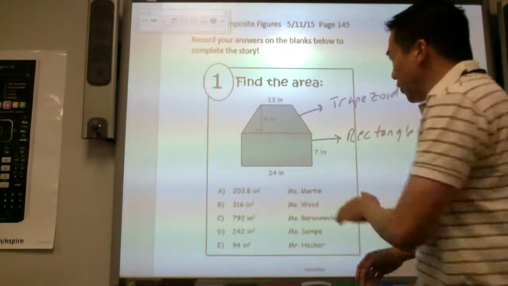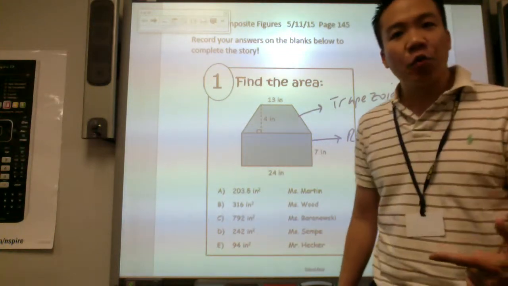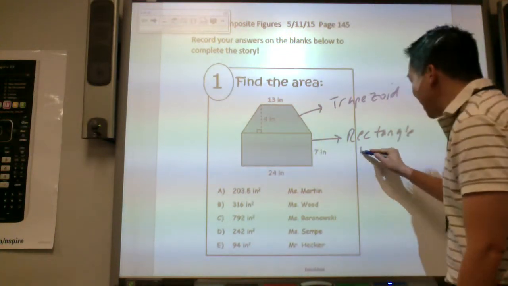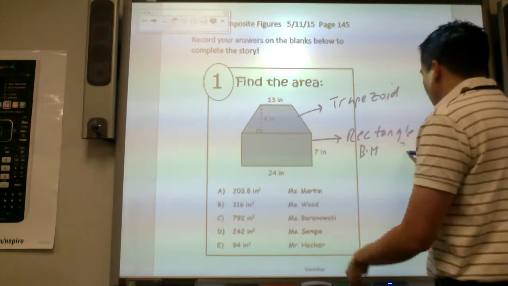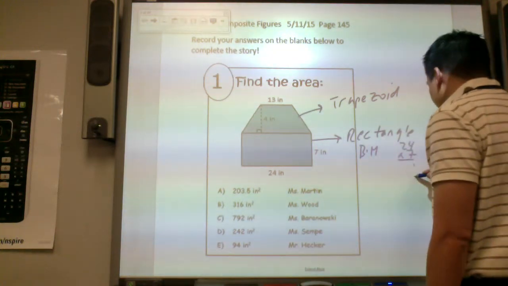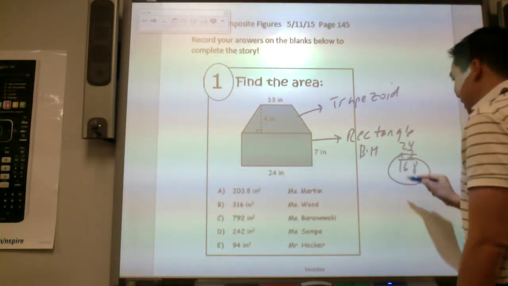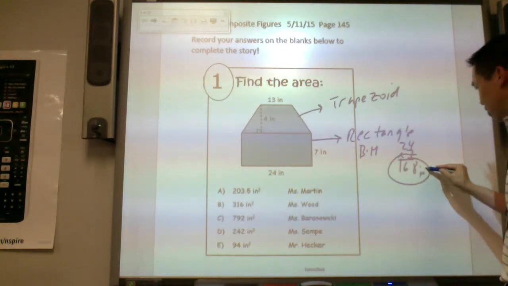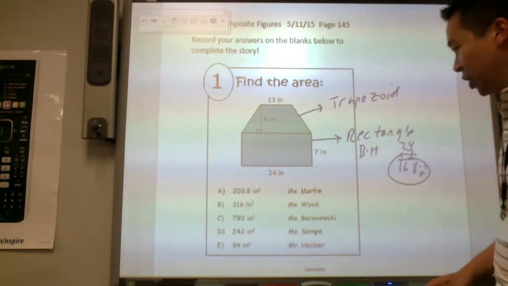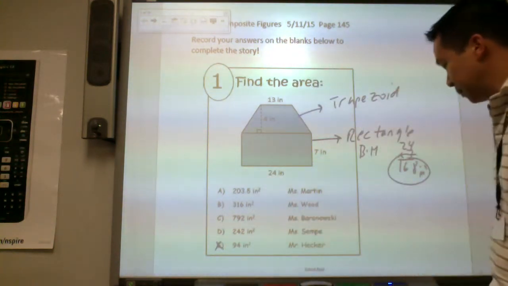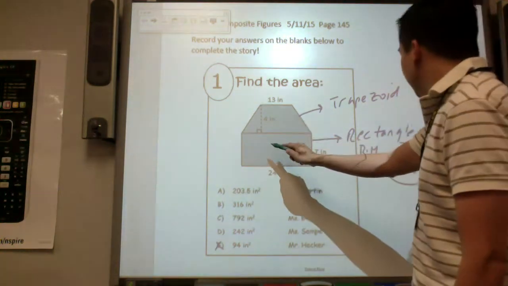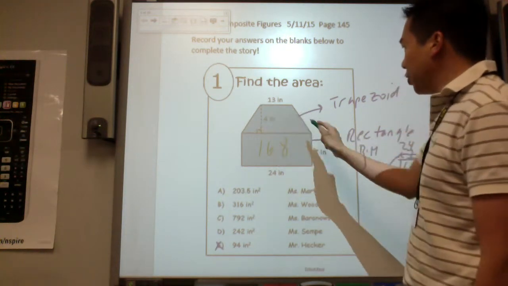So let's find the area of the rectangle first. How do you find the area of a rectangle? You multiply the base and the height. So 24 times 7 is 168 square inches. So we know E cannot be the answer. So this is 168.